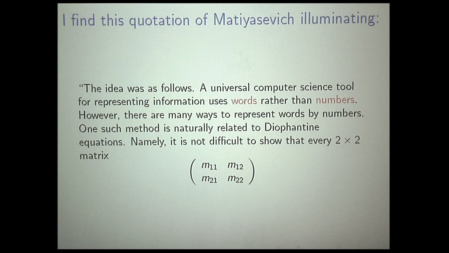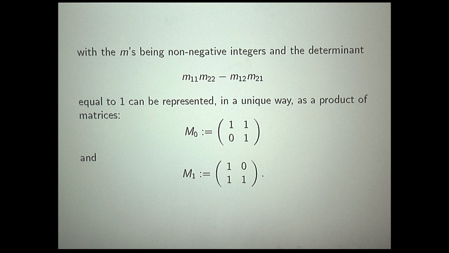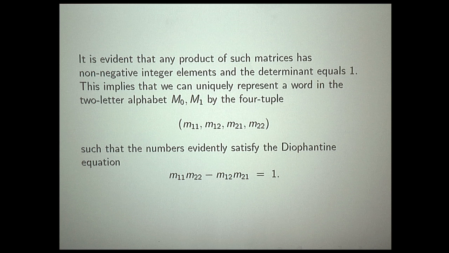Okay. The idea was as follows, writes Matiyasevich. A universal computer science tool for representing information uses words rather than numbers. One such method is naturally related to Diophantine equations. Namely, it's not difficult to show that every 2 by 2 matrix with the m's being non-negative integers and the determinant equal to 1 can be represented in a unique way as a product of matrices. The matrices that have been displayed there. It's evident that any product of such matrices has non-negative integer elements and the determinant equals 1.